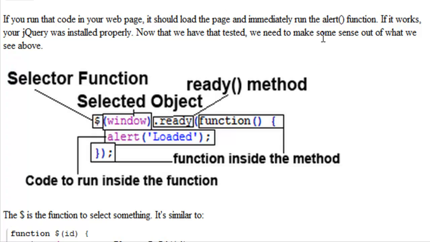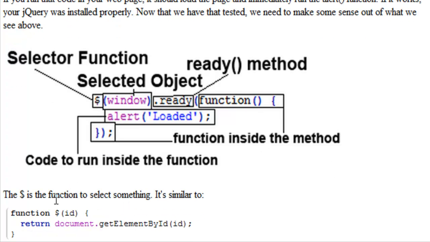Now that we have that tested, we need to make some sense out of what we saw above. So here we have the exact same code. First, we have our selector function. That's our $. And our $ function is actually how we select things, and it looks just like this. Function $, it takes one parameter, and that's the ID. And it just returns document.getElementById and the ID that you put into the function as the first parameter. And this is how we select things in jQuery.